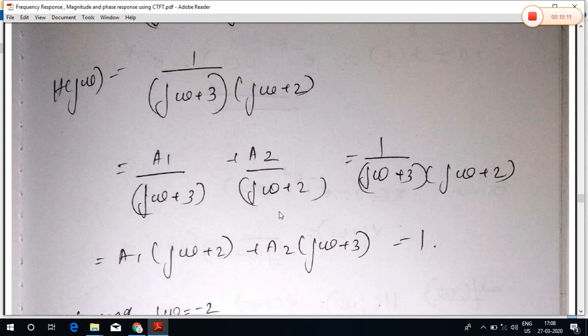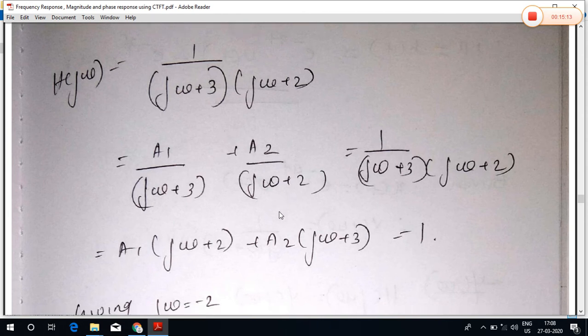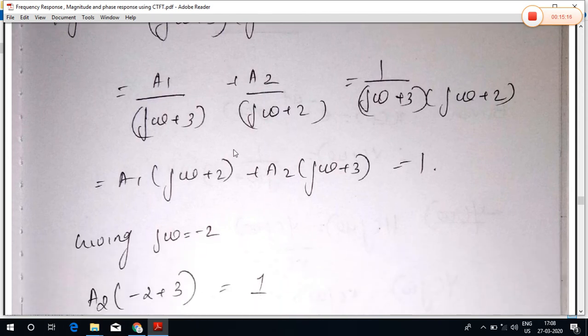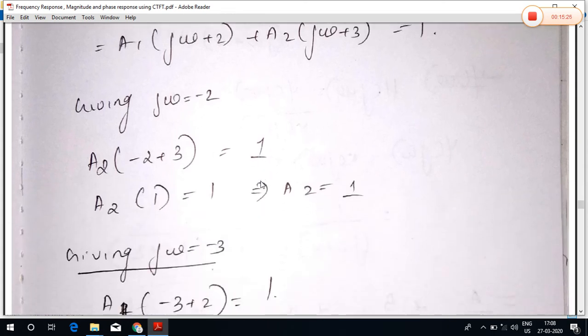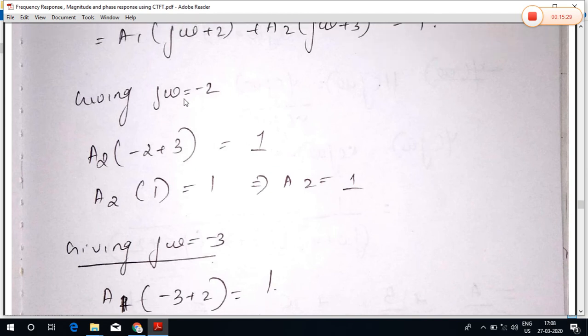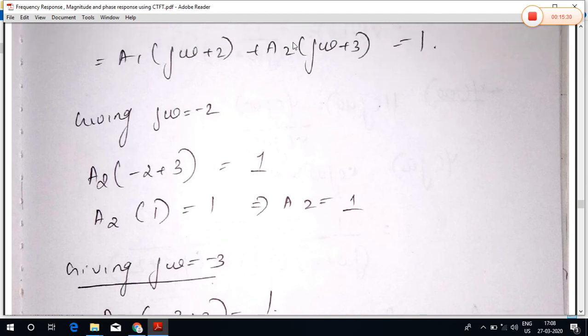Partial fraction method, simple method. And we'll just cross multiply. That is A1 into j omega plus 2 plus A2 into j omega plus 3 is equal to 1. We will solve the value for A1 and A2. All the steps are similar to what we have done in the last section. That is, giving j omega equal to minus 2 and minus 3.